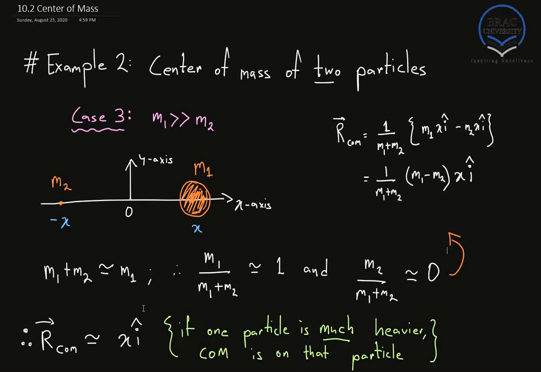But what's x i hat? x i hat is, of course, the position vector of the much heavier m1 particle, right? In other words, if one particle is very much heavier than the other particle in the two particle system, the center of mass of this system is approximately right on that particle. So you can imagine that in the Earth-Sun system, the center of mass of the Earth-Sun system is on the Sun, approximately.